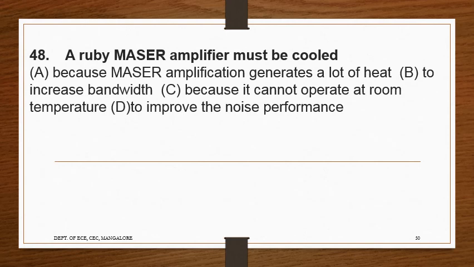A Ruby Maser amplifier must be cooled A, because Maser amplification generates heat, B, to increase its bandwidth, C, because it cannot operate at room temperature, D, to improve the noise performance. Obviously the answer is C, because it cannot operate at room temperatures.